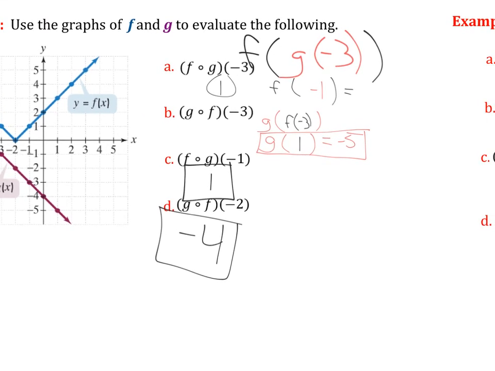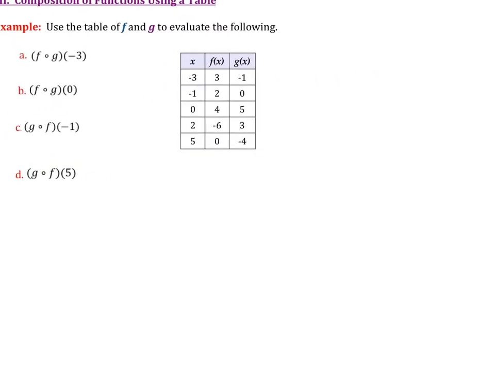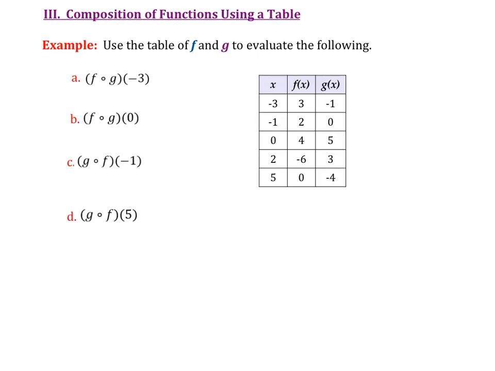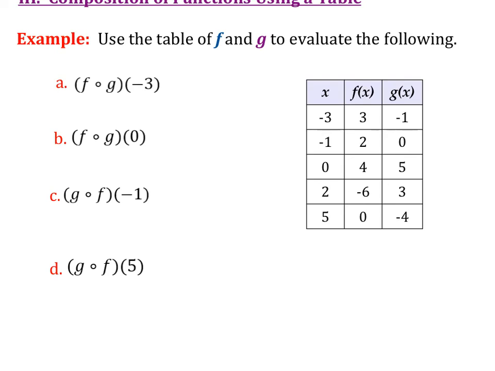All right. Now speaking of tables, what would happen if we did a table version? So first one, f of g of negative 3. I need to first figure out what is g of negative 3. Well, that would be right here, negative 1. So I need to figure out what is f of negative 1. So now I'm going to negative 1, and I'm looking at the f function, and that is 2.